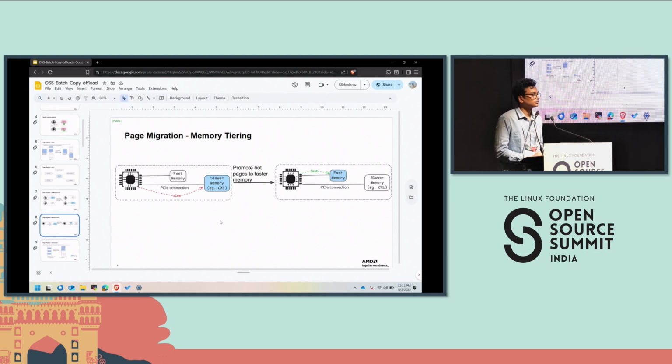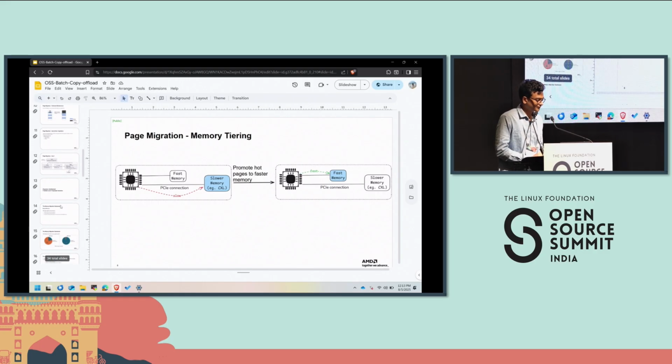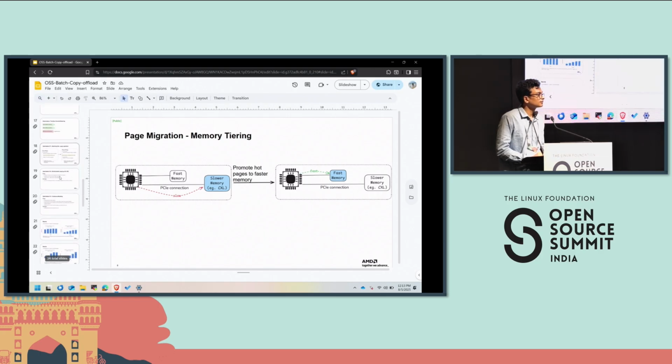I had a question about the multi-threaded copies. I'm assuming your page migration happens from one NUMA node to another NUMA node, right? My idea of how pages move between NUMA nodes is through a PCI Express bus. So how exactly does multi-threading help there?